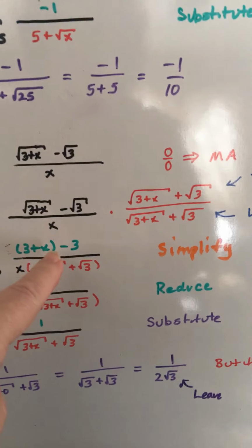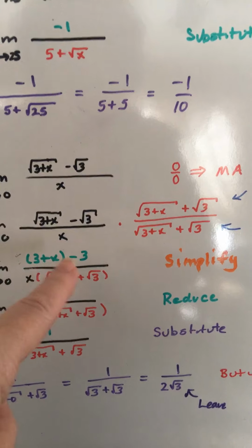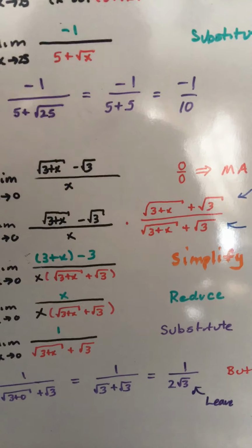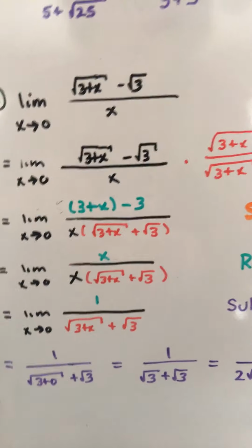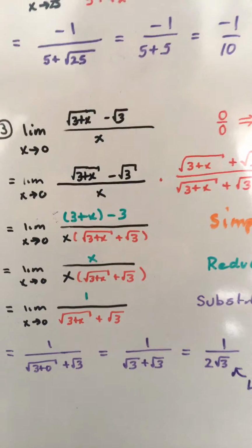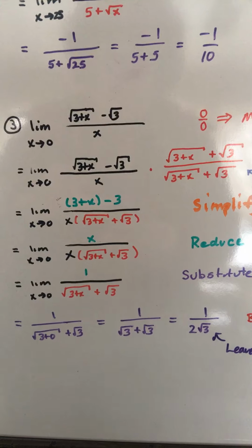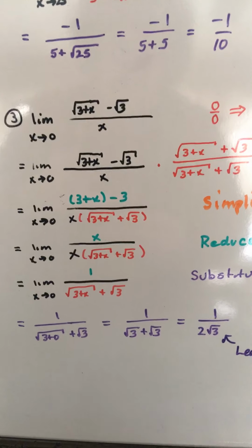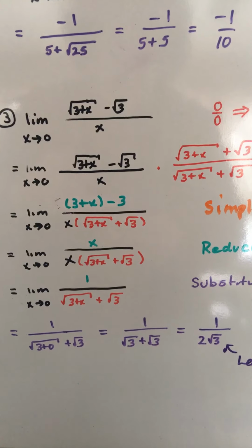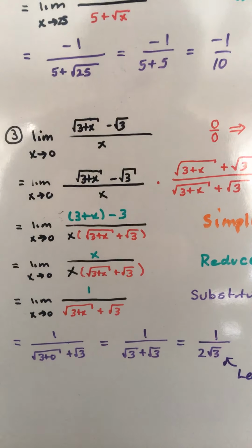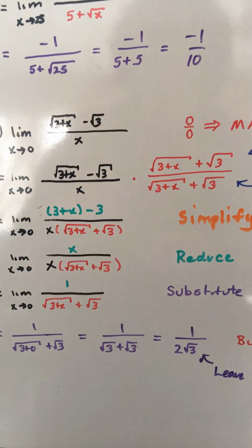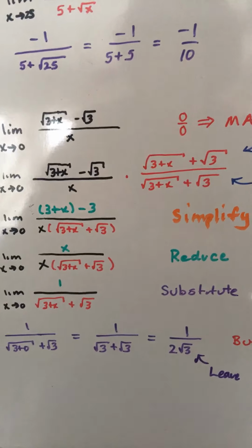Now that one was easy enough. I don't have to show the removing of the parenthesis. You really didn't need it there, so you can see the 3's cancel. I now have x over. I'm ready to reduce. It's 1 over. And now I plug in the 0, and the square root of 3 plus 0 is the square root of 3. And so the answer is 1 over 2 root 3.